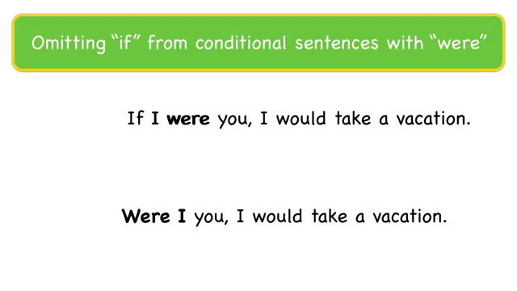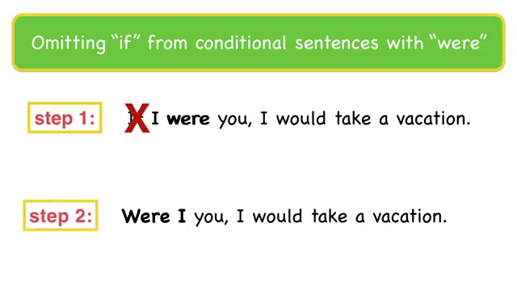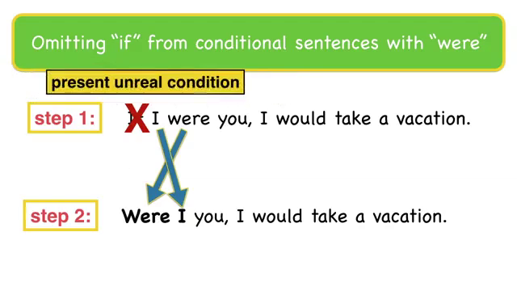Okay, when removing if from conditional sentences with were, the first step is to take out if. The second step is to switch the positions of the subject and were. So were is the first word in the sentence. When using were in the dependent clause, it is a present unreal condition. Of course, as you learned in the last lesson, the result clause could be either present unreal or past unreal.